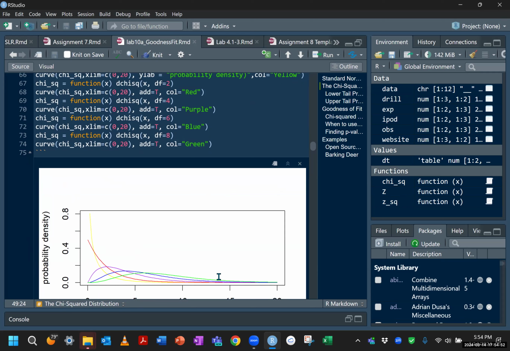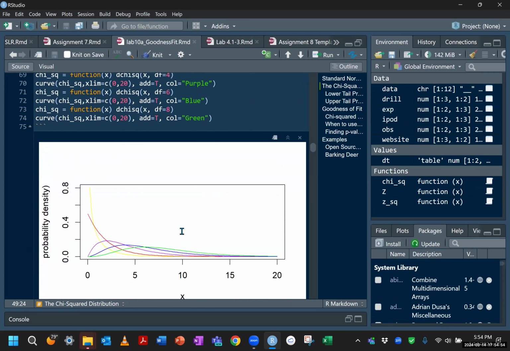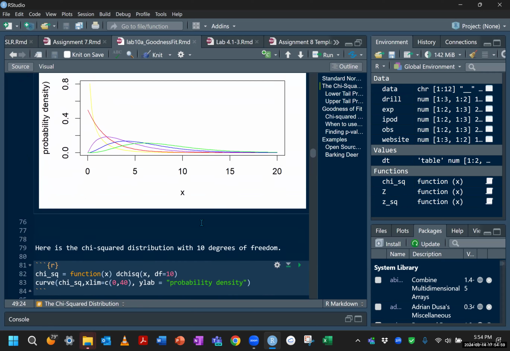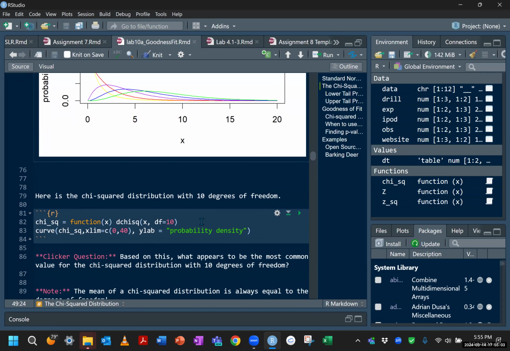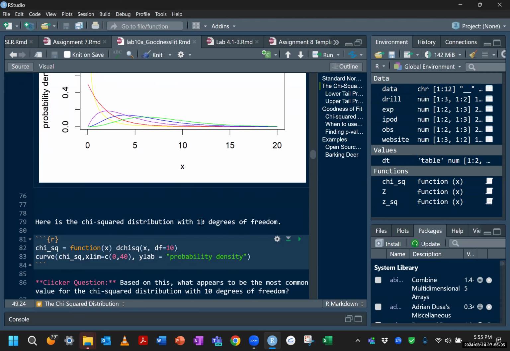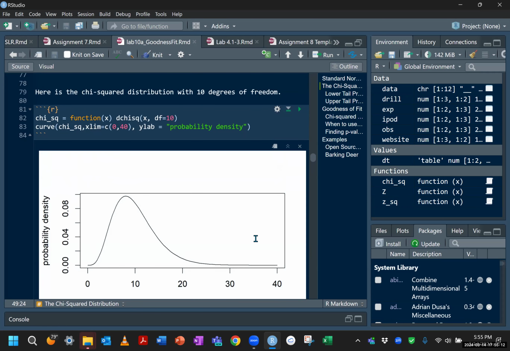It's got this shift. It's going to the right, and we get this right skew. For all these graphs, there's still more data to the right. The chi-square distribution is always going to have a little bit of right skew. This is the distribution we're going to use for doing our test of many proportions. So let's start practicing how to find probabilities with it.